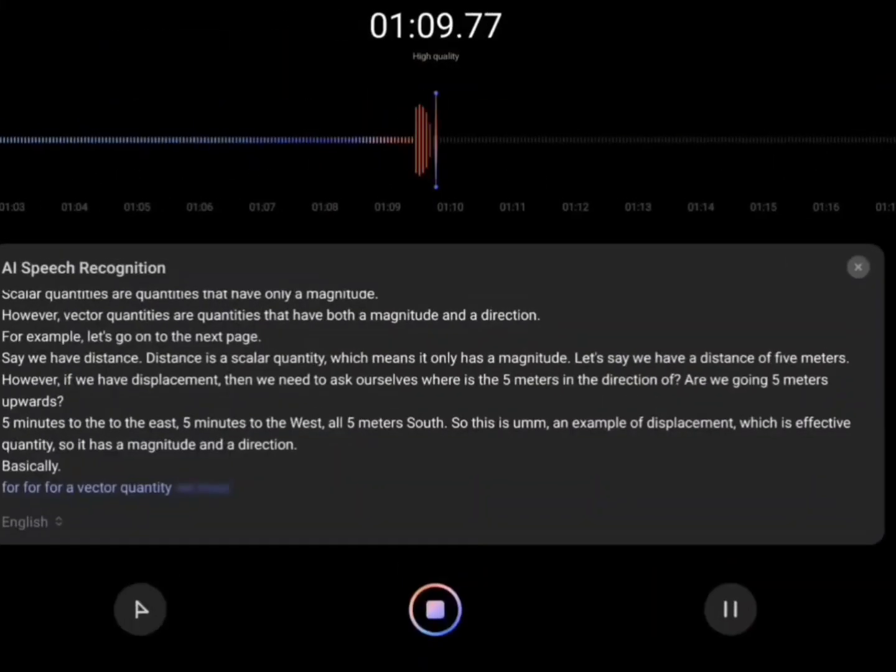Basically, for a vector quantity, we must state the magnitude, which is here, the unit, and also the direction. So for example, let's just say Bobby walks like 5 meters to the east. So we must write 5 meters east. Whereas for distance, we just have to write 5 meters.